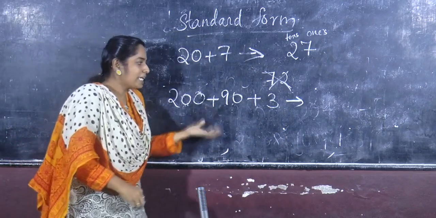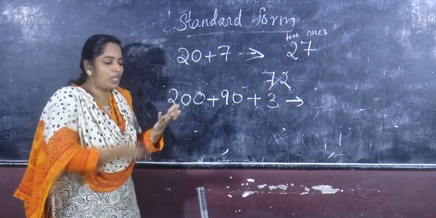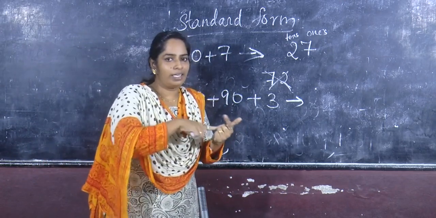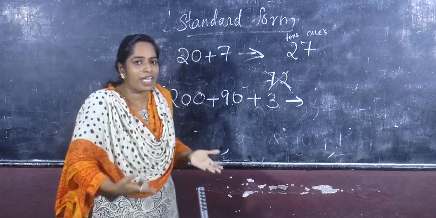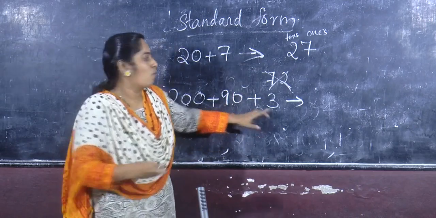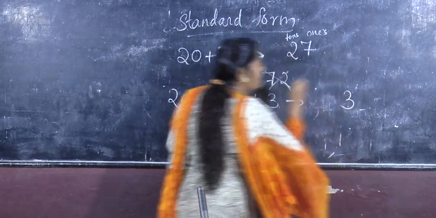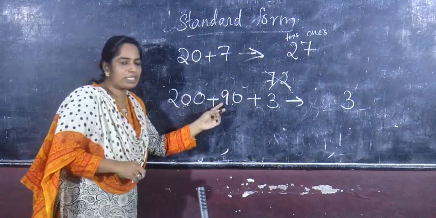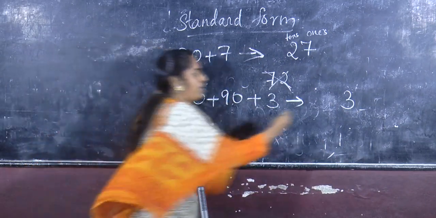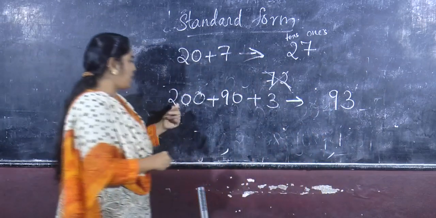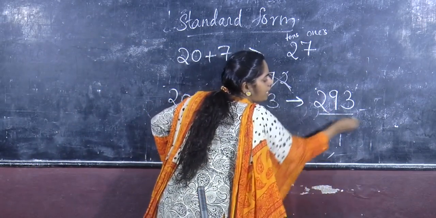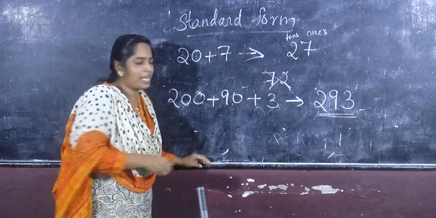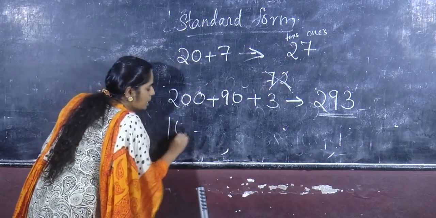Here again we must look at what all we studied: ones, tens, 100, isn't it? So we must write ones place. What is ones place here, children? 3. 3 is in ones place. So we must write 3 here. Again tens place, which number? Tens place is 9. Again which number? 2 is in 100 place. So it becomes 293. Children, you understand?